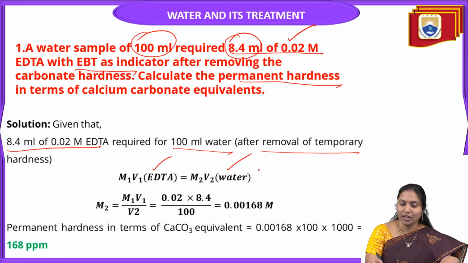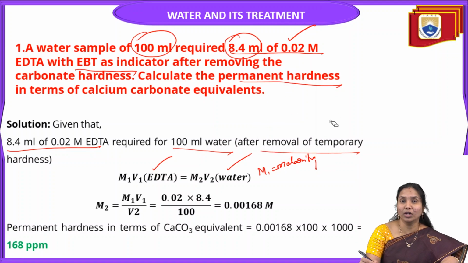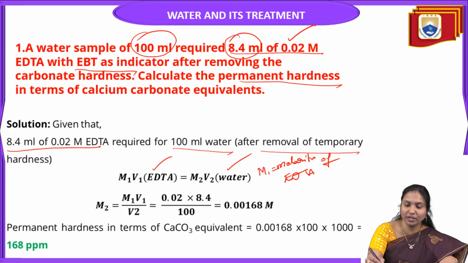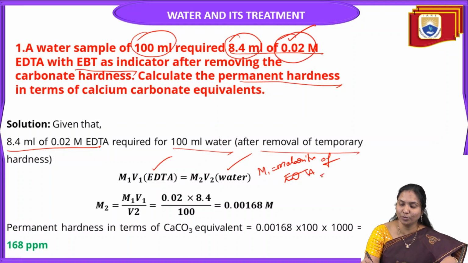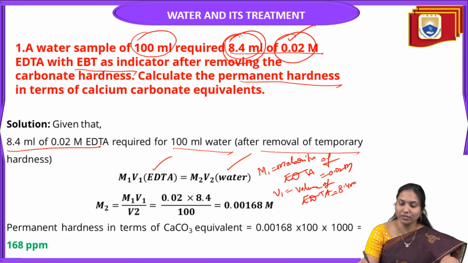Here M1 is the molarity of EDTA. The molarity of EDTA is already given in the data: 0.02 M. And next, V1 is the volume of EDTA. The volume of EDTA is given as 8.4 ml. So V1 is equal to 8.4 ml.